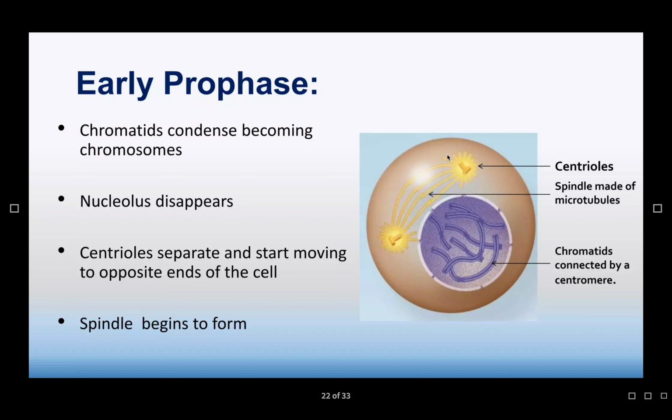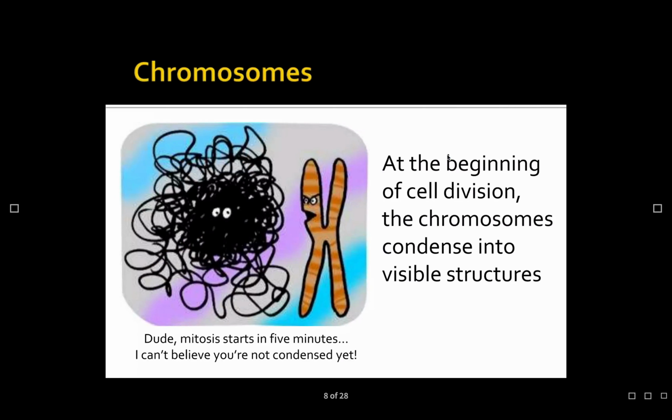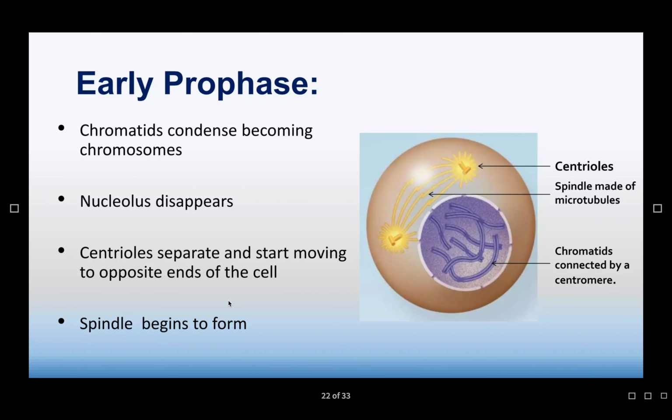What do we have again? The centrioles start moving to the opposite poles and spindles form. Then lastly, the chromatin that is present will need to coil, condense, and shorten to form what? Chromosome. So it's something like this. Mitosis is about to start, and this one is like telling the chromatin, dude, what is taking so long? We are still not condensed. How far? You need to condense, mitosis is about to start. So that's what will happen in prophase.